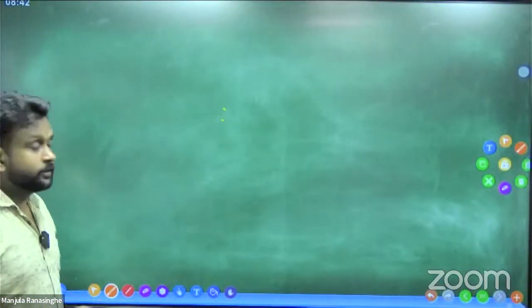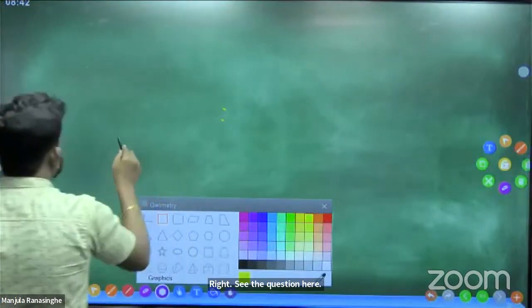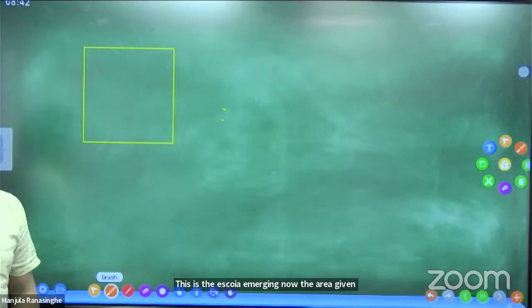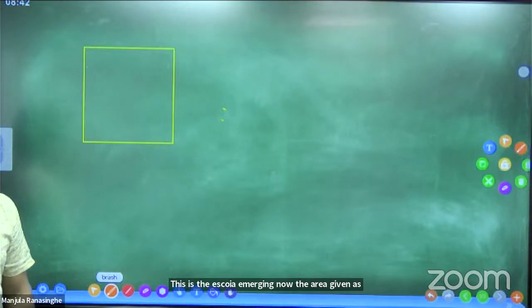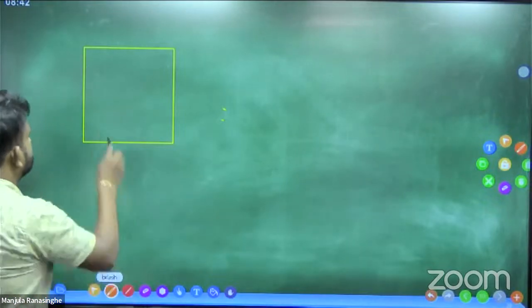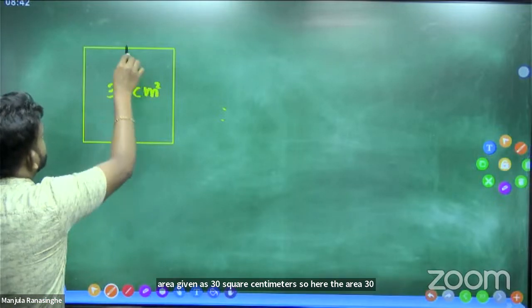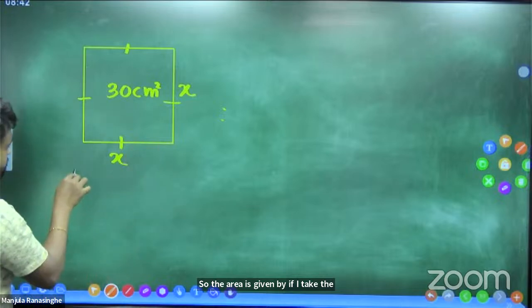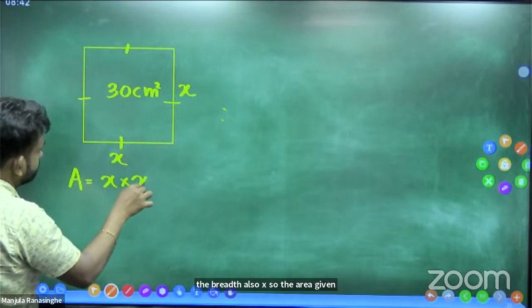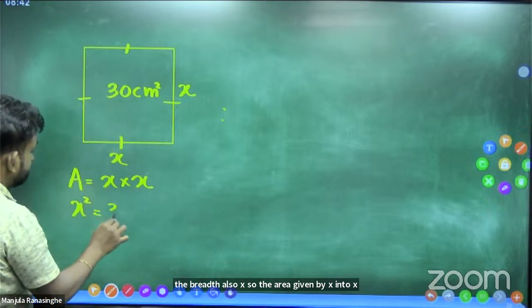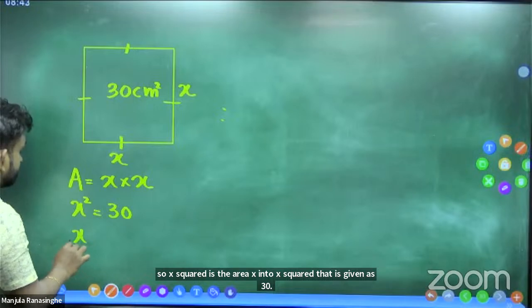See the question here. Now we have the area of a square. This is the square, imagine. The area is given as 30 square centimeter, and we are asked the side length of this square. If I take the side length x, the breadth is also x, so the area is given by x into x. So x squared is the area, and that is given as 30. Then how to find x? Just take the square root of both sides.